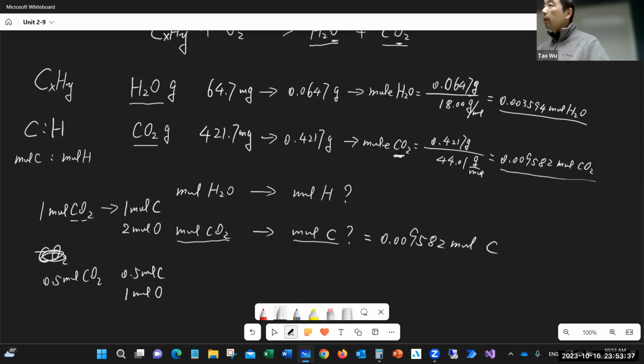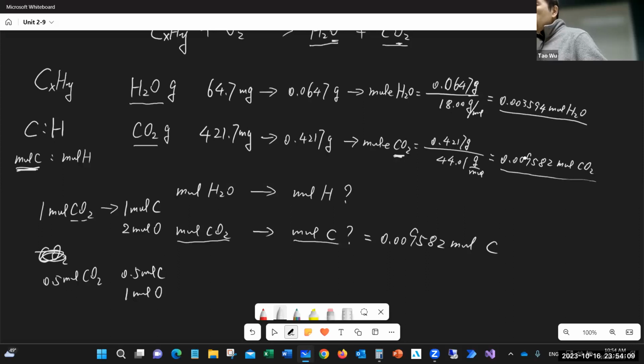I try to let you understand why we can get this. I don't want you to just follow the steps. What if something confuses you and then you're totally lost? So we need to know that once you have the moles of CO2, you can figure out the moles of carbon, and the moles of carbon is what we need, because when we figure out the empirical formula, we need to get the moles of carbon.